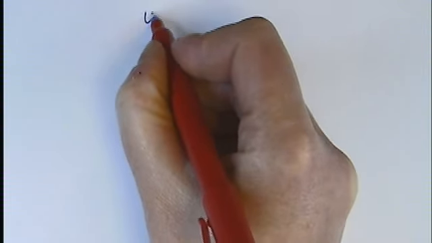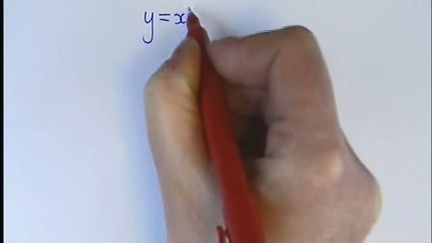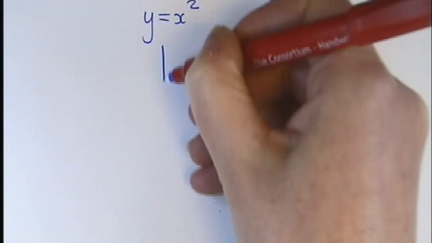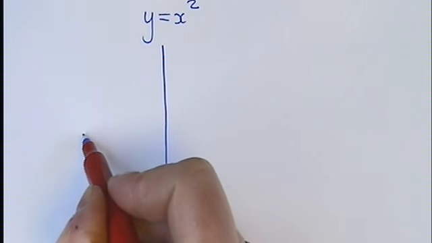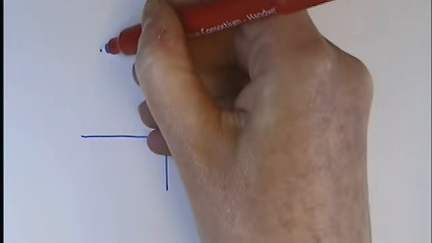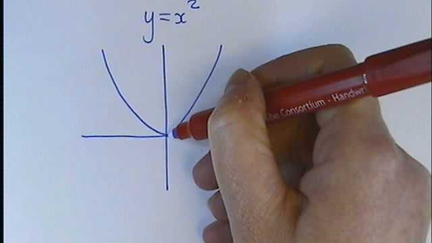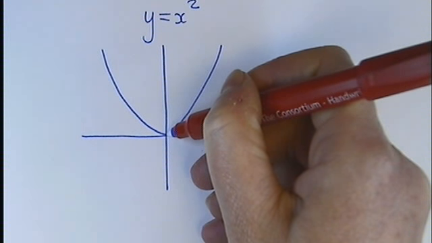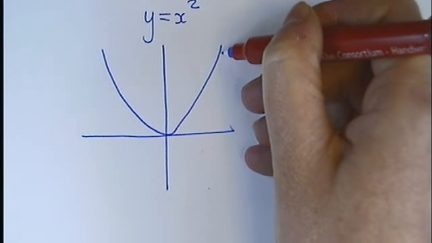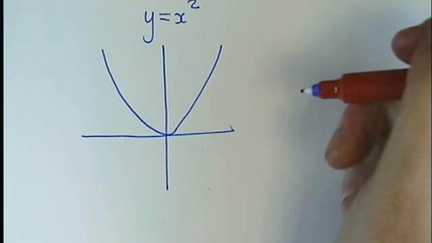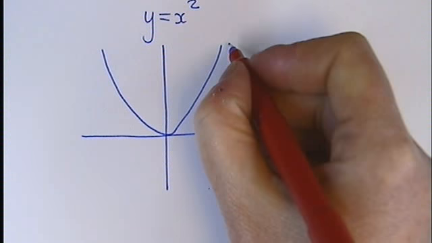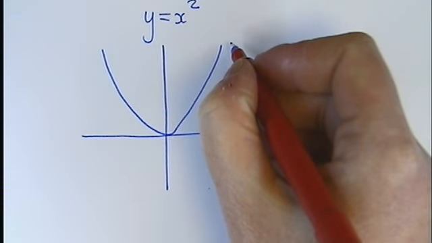So y equals x squared. I'm just going to do a rough sketch. So you should already know that this is a parabola, a nice curved, smooth and symmetrical graph which comes down to the origin and then back up. So it's nice and symmetrical, although mine is a little bit wonky. So we have the curve y equals x squared.